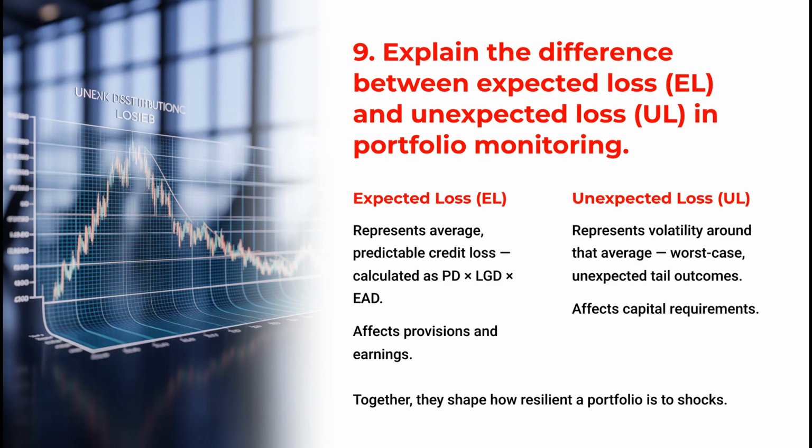Explain the difference between expected loss (EL) and unexpected loss (UL) in portfolio monitoring. Expected loss represents average, predictable credit loss, calculated as PD times LGD times EAD. Unexpected loss represents volatility around that average, the worst case, unexpected tail outcomes. Expected loss affects provisions and earnings. Unexpected loss affects capital requirements. Together, they shape how resilient a portfolio is to shocks.